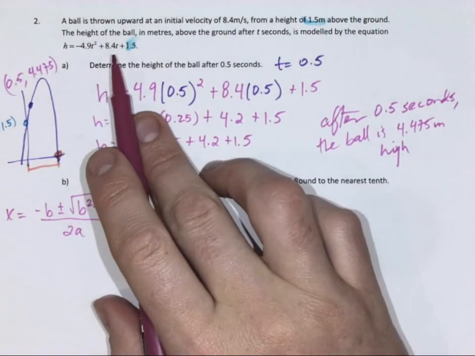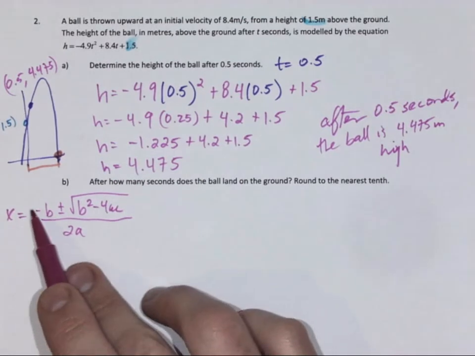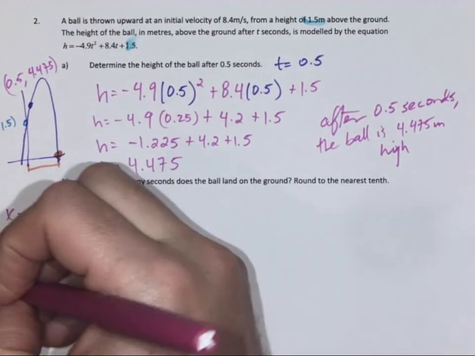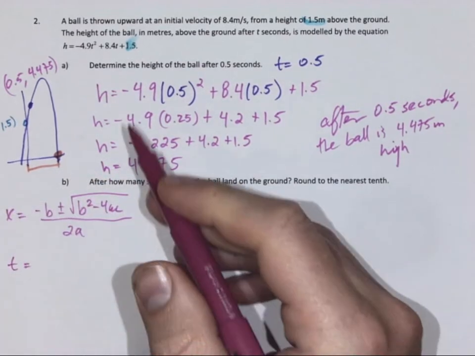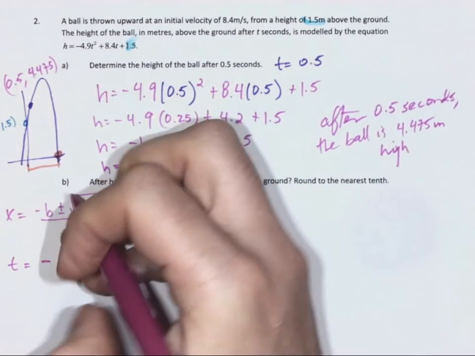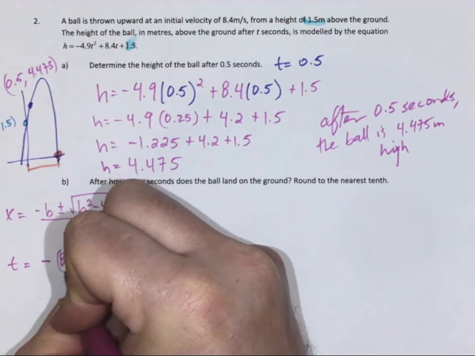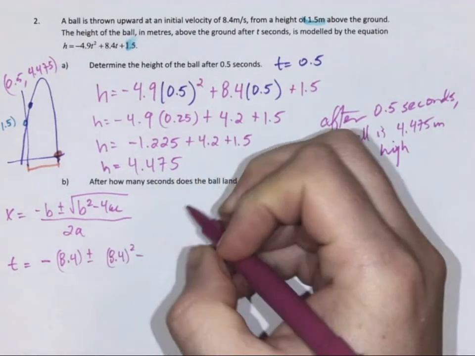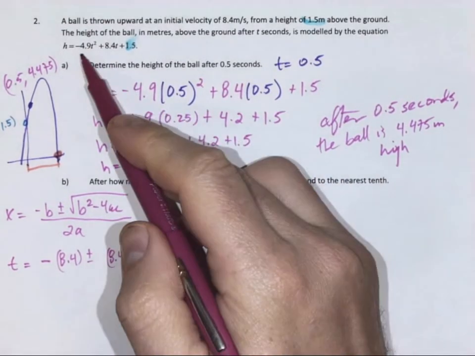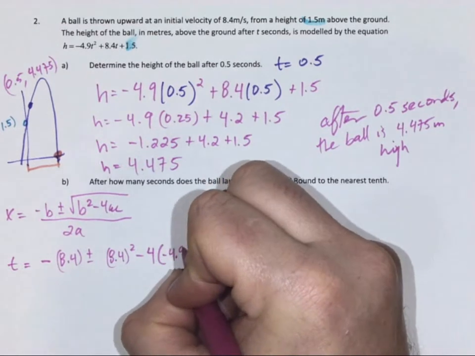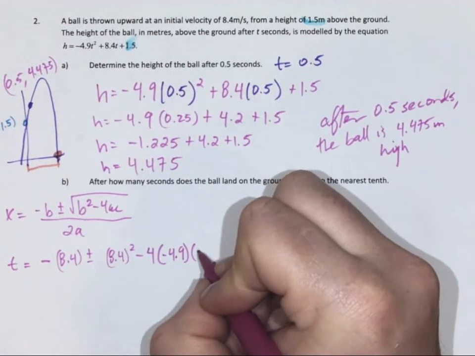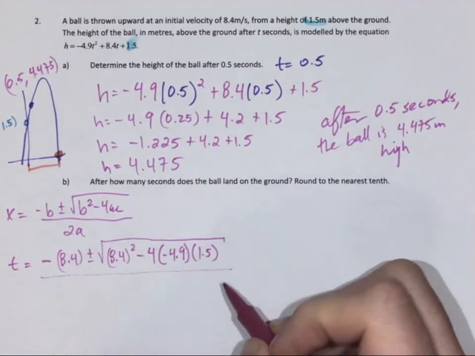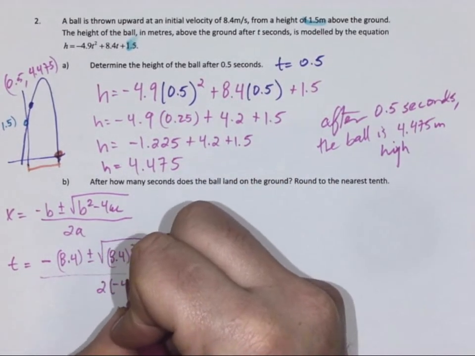So using my a, b, and c values there, instead of x, I'm looking for time. So I might write x, I might write time just to remind myself that that's what I'm looking for. So, negative 8.4 plus or minus 8.4 squared minus 4 times a, negative 4.9, times c. All of that is square rooted, and I need all of that divided by 2 times negative 4.9.